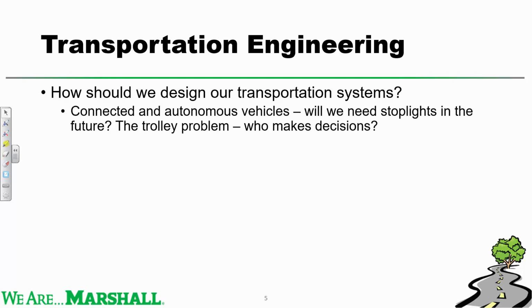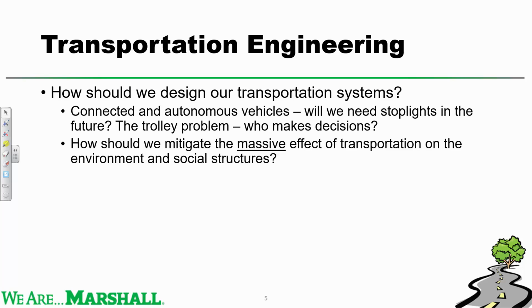Do we need stoplights anymore? The reason that we have stoplights is so everything's controlled, but if your vehicles start talking to each other, do we really need those anymore? That's a question to answer. Who makes decisions in driving? Is it you or your car that gets to decide? If you're driving on a beautiful roadway and you've got the ocean on one side of you, a cliff on the other side of you, and your car's doing the driving, and all of a sudden there's a child in the road, and you've either got to swerve off the road or hit the child, who makes that decision? Well, we still don't have that figured out yet.